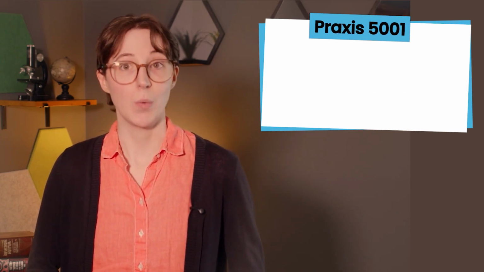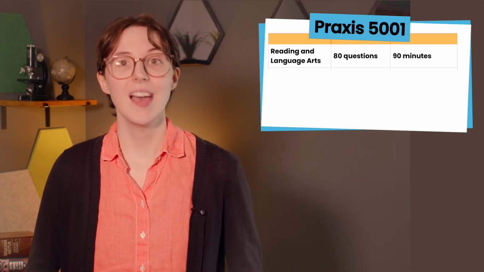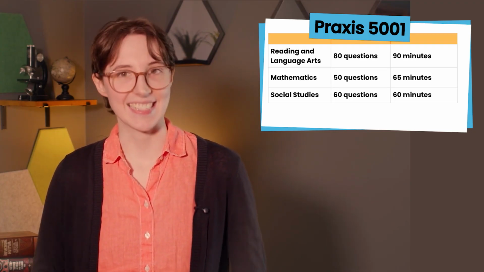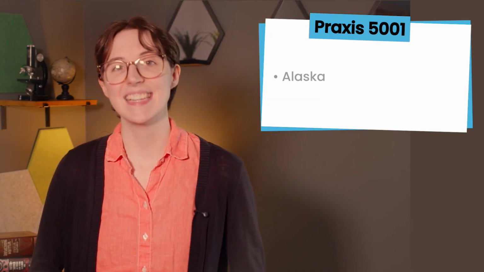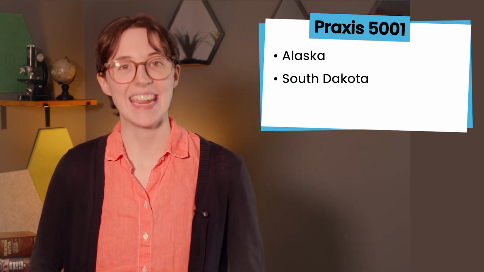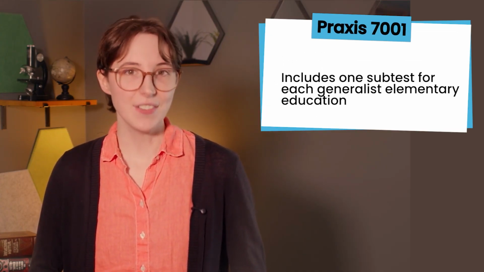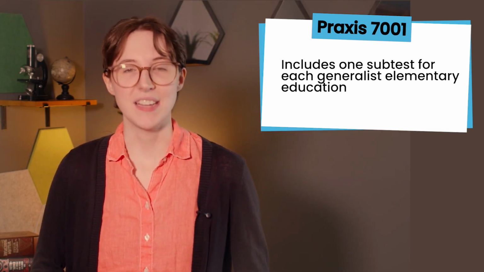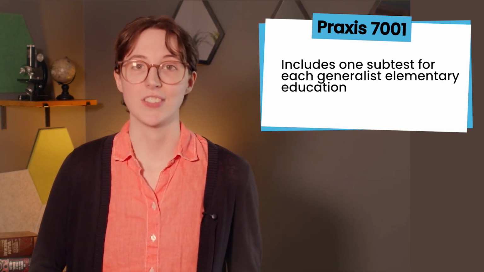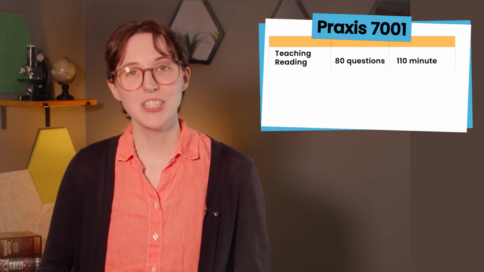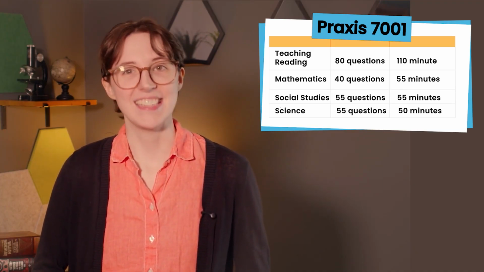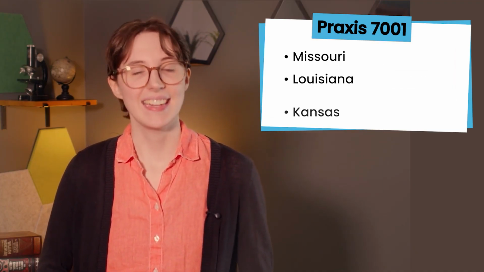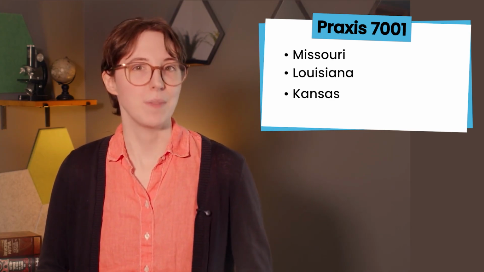Praxis 5001 consists of reading and language arts, mathematics, social studies, and science. This exam is required for teaching elementary level students in states like Alaska, South Dakota, and Kentucky. Praxis 7001 includes one subtest for each generalist elementary education topic, specifically teaching reading, mathematics, social studies, and science. It's required in states like Missouri, Louisiana, and Kansas. Qualifying scores vary by state.